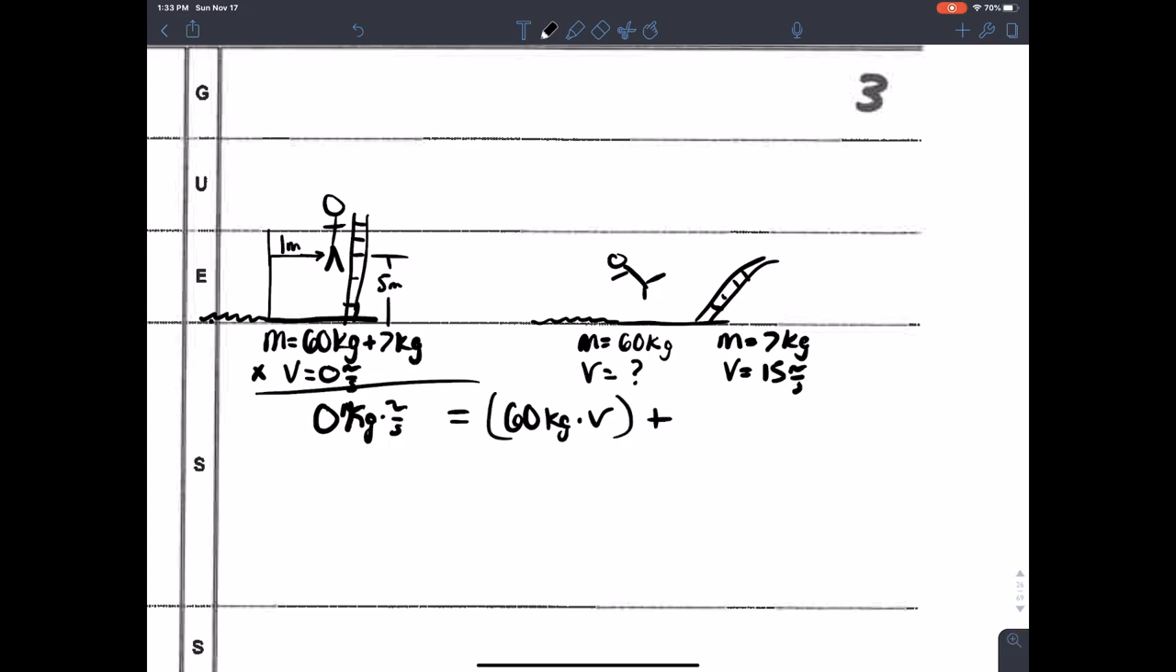That's going to equal 7 times 15. You've got 105 kilogram meter per second. So when we subtract 105 from both sides and then divide by 60, the kid is going to be jumping with a velocity to the left. Ladder goes right, kid goes left, with a velocity of 1.75 meter per second. So that's how fast he's going to be moving to the left.